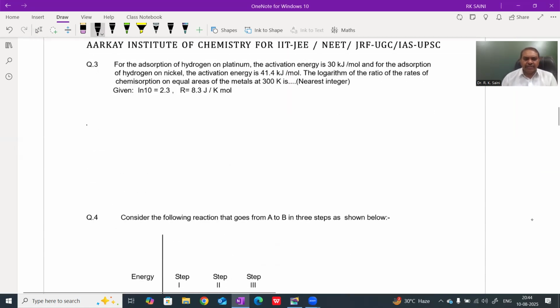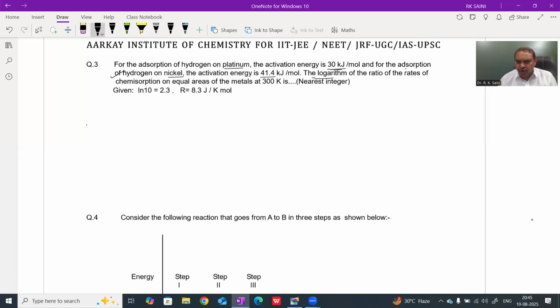This question was also asked in JEE. The activation energy for adsorption of hydrogen on platinum is 30 kilojoule. The adsorption of hydrogen is the same chemisorption, but the substances are different: one is platinum and another is nickel. The activation energy on nickel is 41.4 kilojoule per mole.